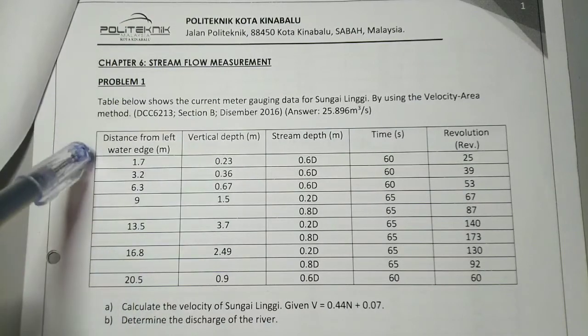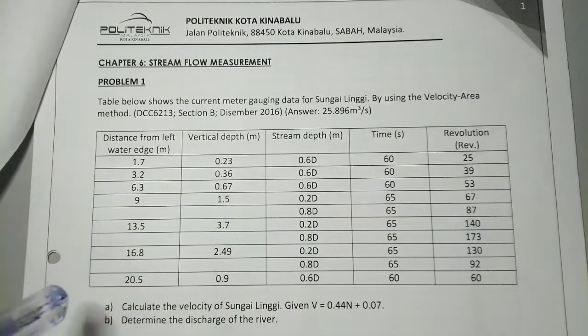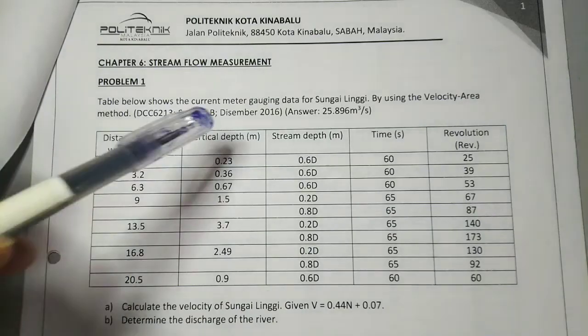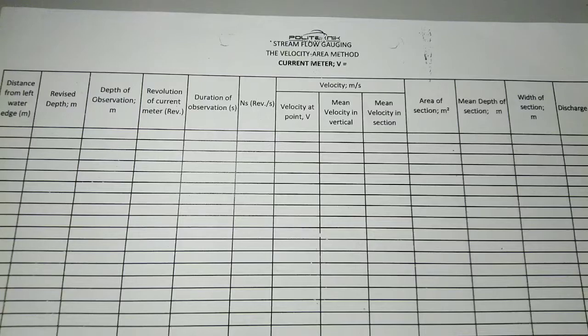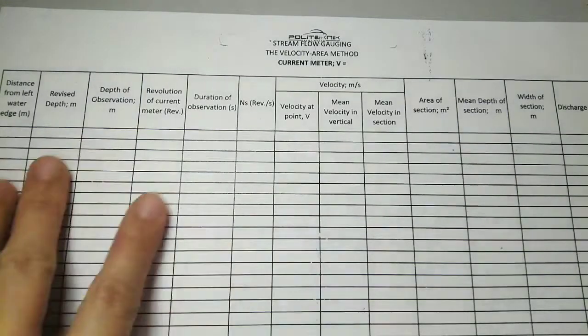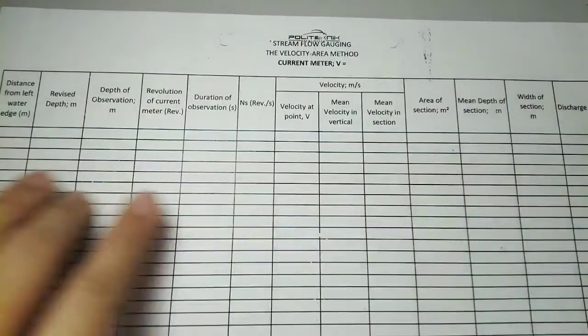These types of questions have two different ways of measuring the velocity. So I will draw a diagram to show you how to fill in these types of questions. Okay, this is an example of the table that will be given in the final exam.